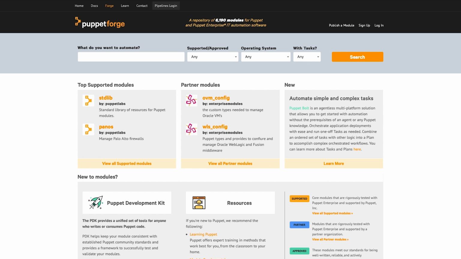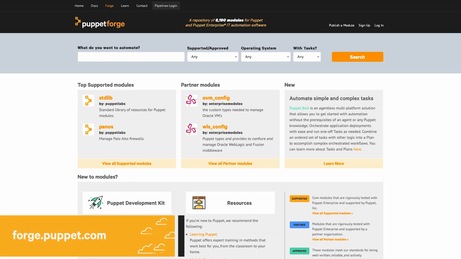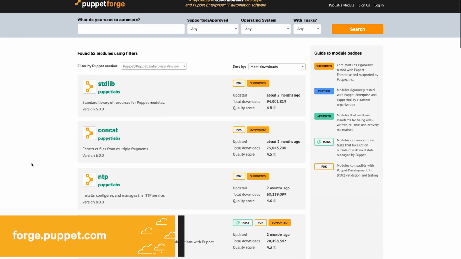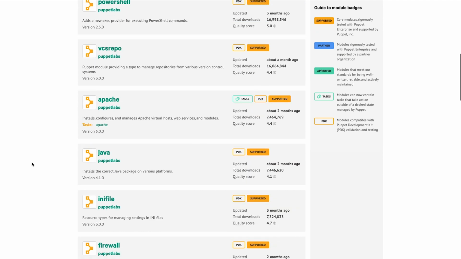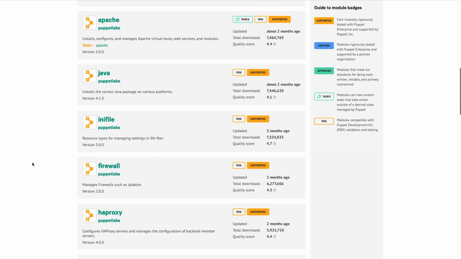There are thousands of modules available for download at the Puppet Forge, written by Puppet developers and community members. Supported modules have not only been tested to work with Puppet Enterprise, they are also included in Enterprise support and are compatible with multiple platforms.